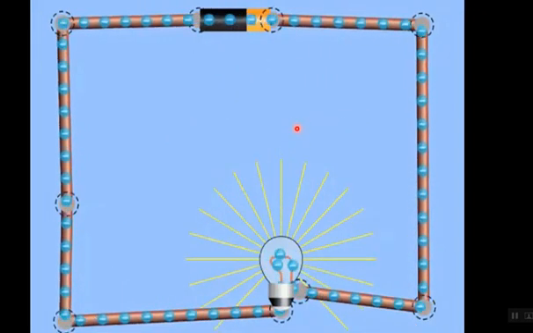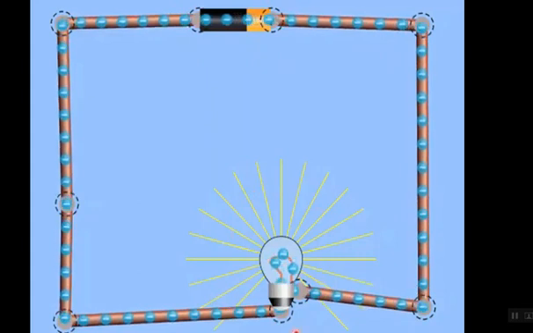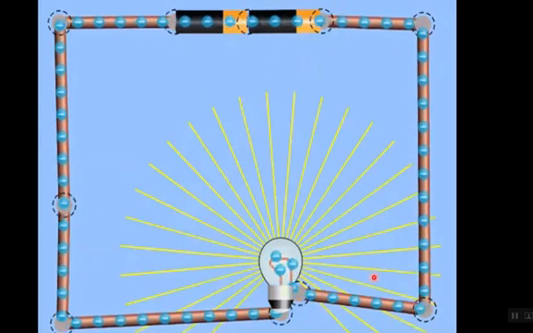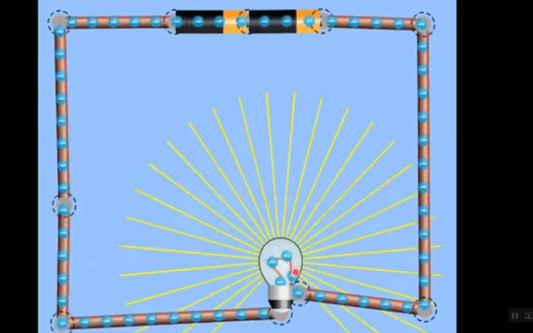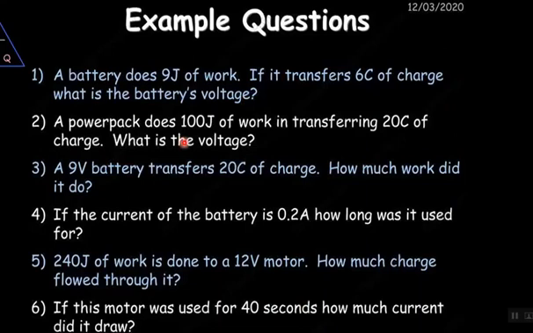A rule with electricity is that all the energy given by the cell must be used by the resistor. So here there's one cell, one light bulb using that. If we double the cells, there's double the amount of energy that has to be used by the resistor, in this case a lamp. As we look at a few questions here, we have our triangle in the corner. A battery does 9 joules of work, so we've got the work. It transfers 6 coulombs of charge. What is the battery's voltage?